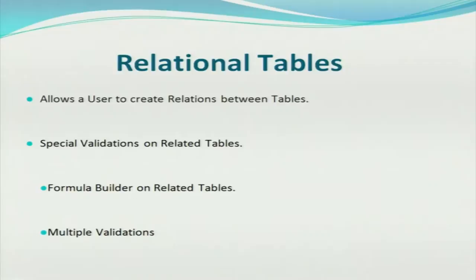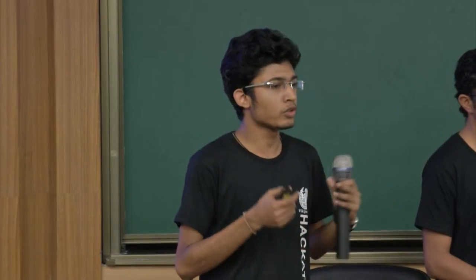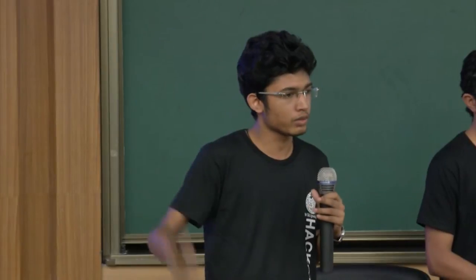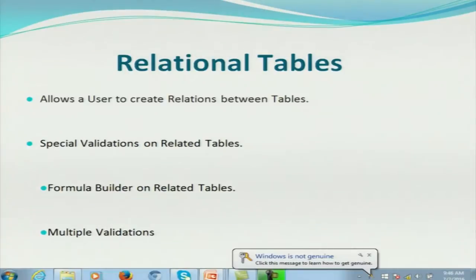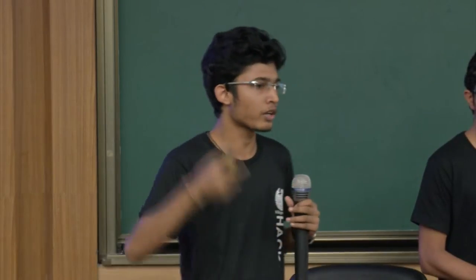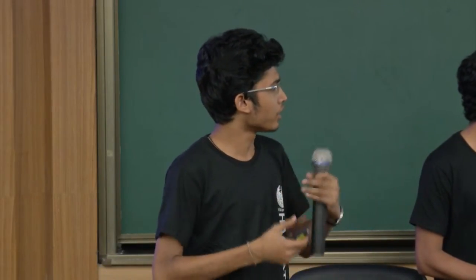Next important feature is related tables. We have included a feature that, suppose consider a case, if a user wants that a value should be validated from a set of related tables. RBAC provides you this feature, in which the value is fetched from a different set of tables. Also, the special validations can also be validated through related tables. The formula builder which we have built can also be computed from related tables. Like we have entities in formula builder, so various entities can come from the set of related tables. Also, multiple validation can also be applied in the relation databases.